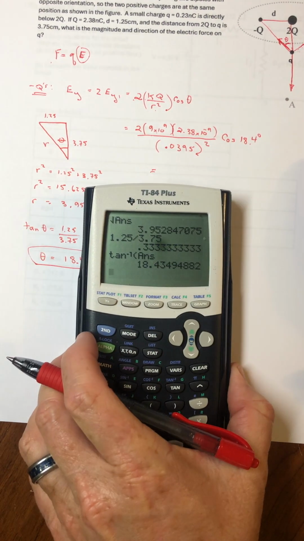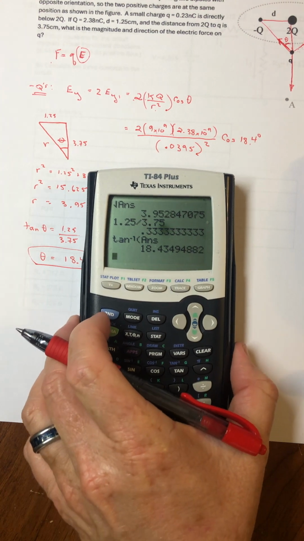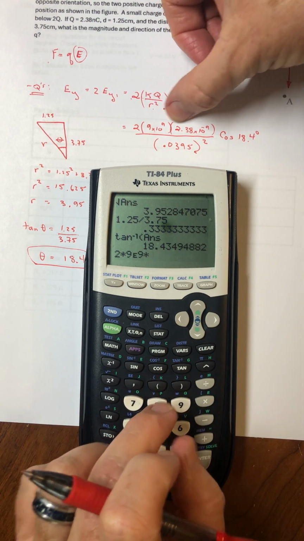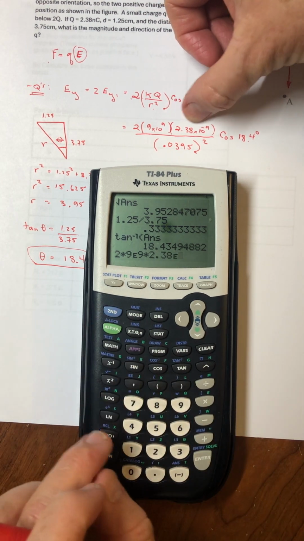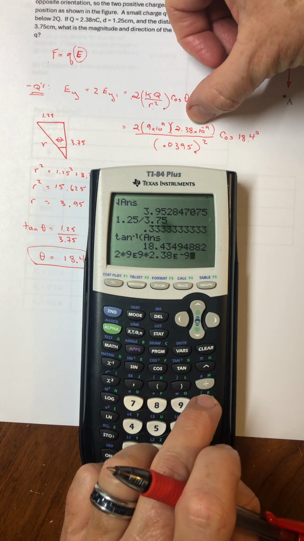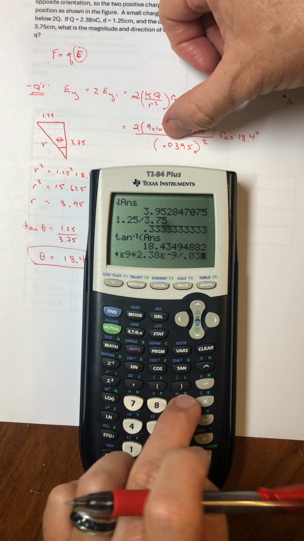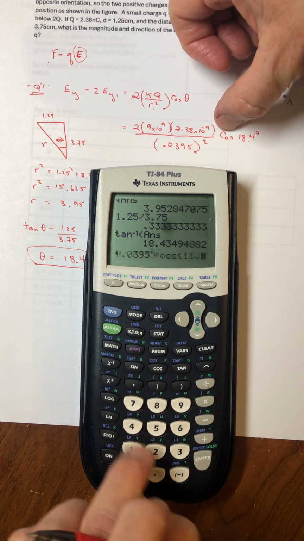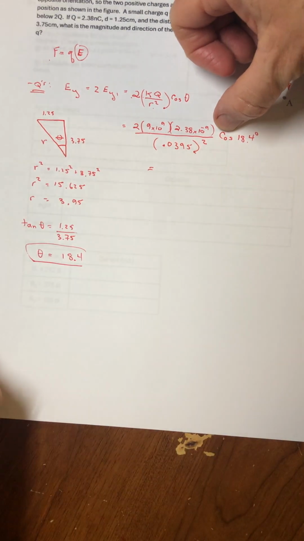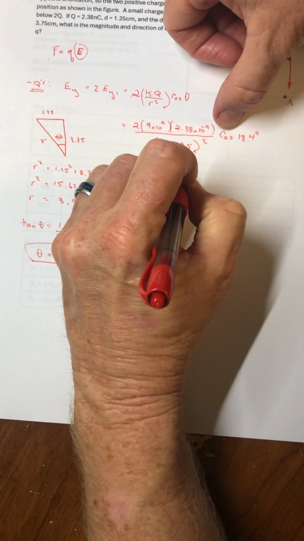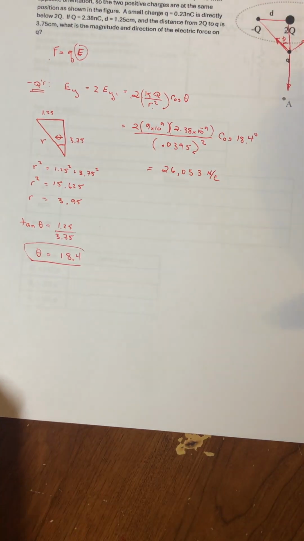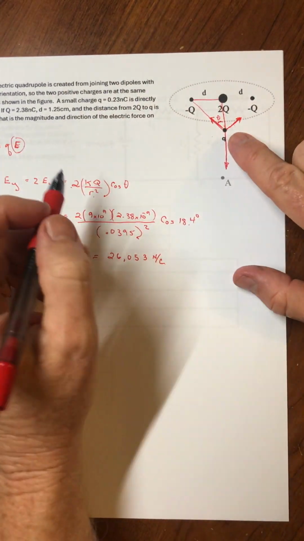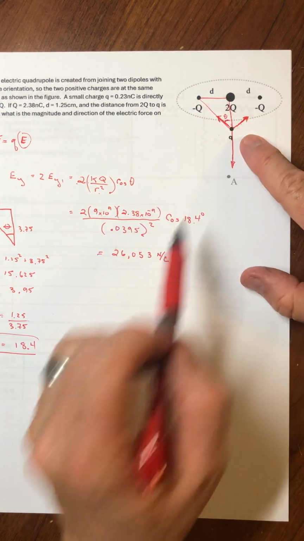All right, so now I get a number for those two here. Let's see what I get: 2 times 9 times 10 to the 9th times 2.38 times 10 to the negative 9, divided by 0.0395 squared, and then times cosine of 18.4. So we're looking at 26,053 newtons per coulomb. And that's just these first two, which are negative, and so the field points towards them. And like I said, this is the y component doubled. So this is the upward y component for those two.